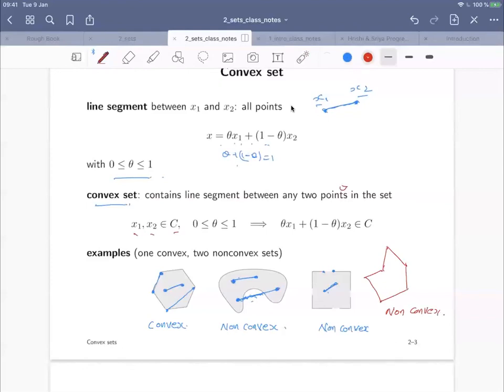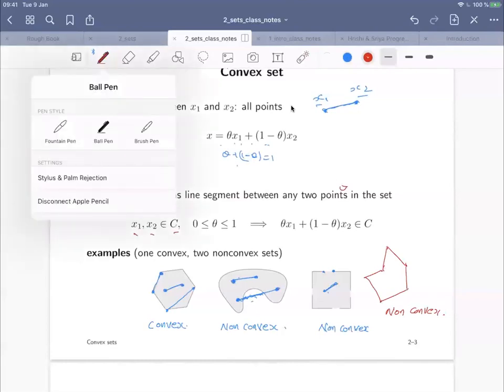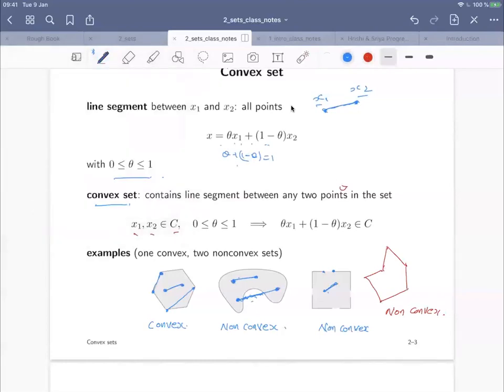Why? Because you pick 2 points here, and if you draw the line between those points, I mean the line segment between those 2 points, this region is not falling within the set, so this is non-convex.